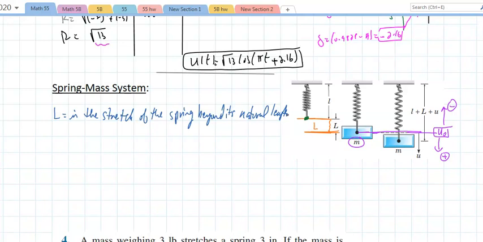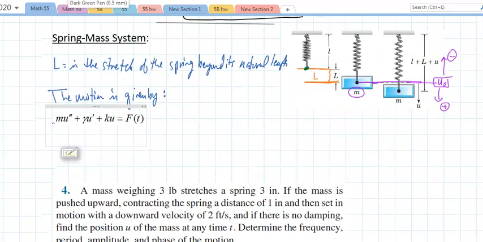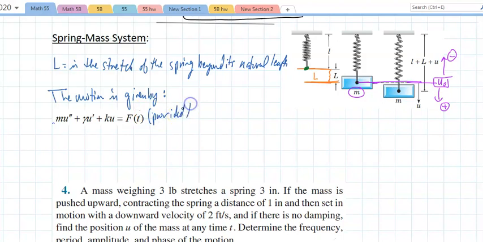If I look at the motion of this spring, it is given by m u double prime, remember u is describing the motion, plus gamma u prime plus ku equals f of t, and we know what all of these are. This is provided, of course. You really don't have to memorize that.